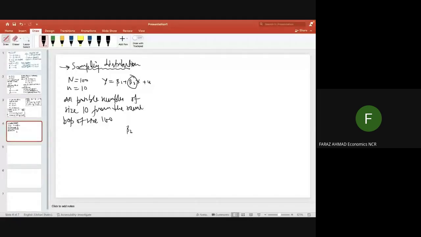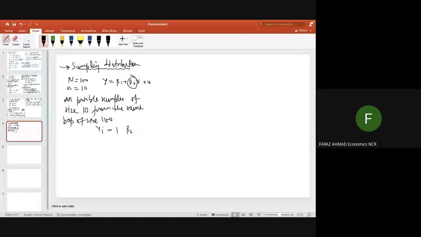I mean, this is going to be beta 2 hat, right? Because you would be running a regression on a sample of 10 each time. I'm talking about all possible samples. So for all possible samples, you are running a regression like this: yi equals beta 1 hat plus beta 2 hat xi plus ui hat. So you are running this regression for each sample of size 10, and every time you are getting a beta 1 hat and a beta 2 hat, and then there are a lot of samples possible.